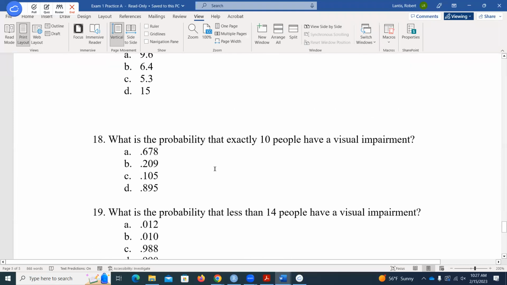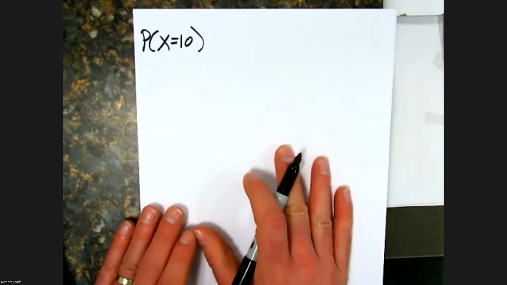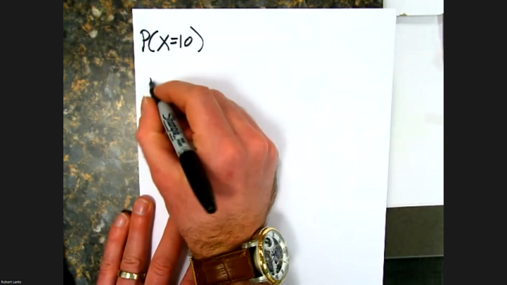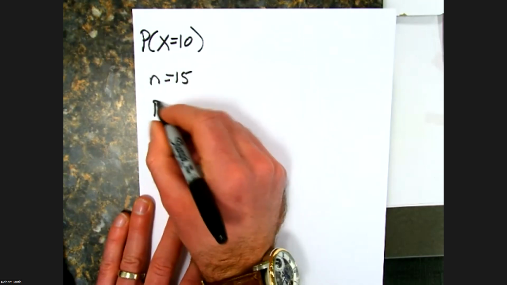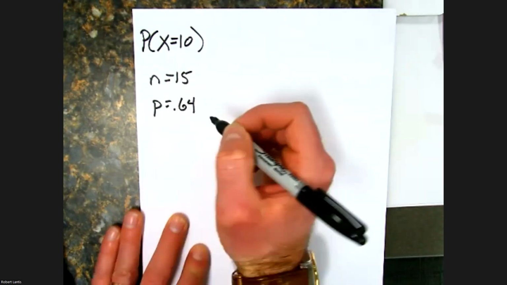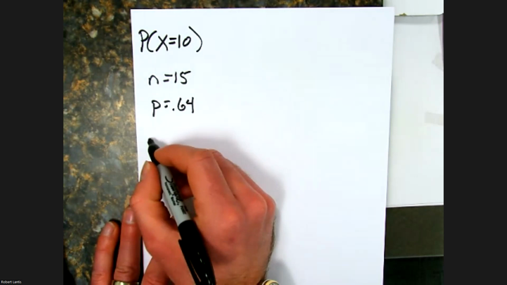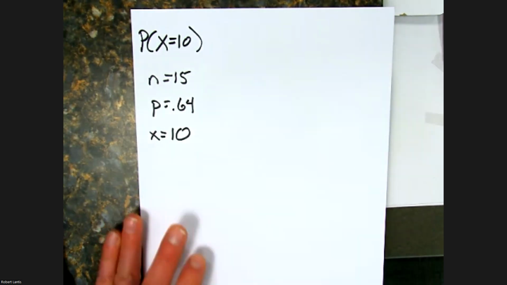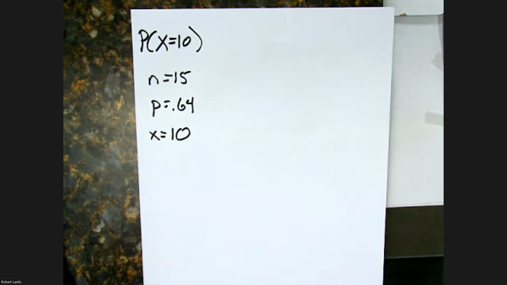What if instead I'm asked, what's the probability that exactly 10 people have a visual impairment? Okay, so I want the probability that X is equal to 10. Right? So this is what I'm looking for. My number of trials was 15. My probability of success, that any one person needed corrective lenses, was 0.64. And here my X, I'm looking for the probability that's equal to 10.